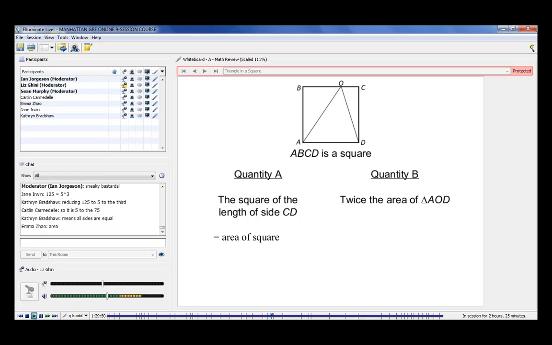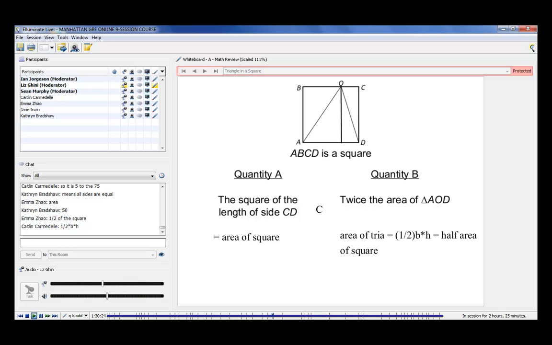Now, what's the formula? Thinking about this one for the triangle. What's the area of that triangle going to be? Yeah. Well, it's not 50, but it's going to be half, 50% of it. Half the square equals 1/2 base times height, which equals half the area of the square. Awesome. So they're equal. Very, very nice.